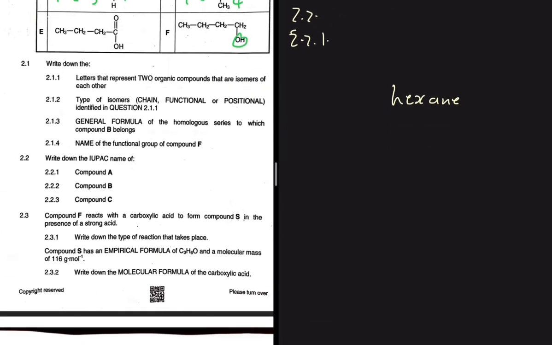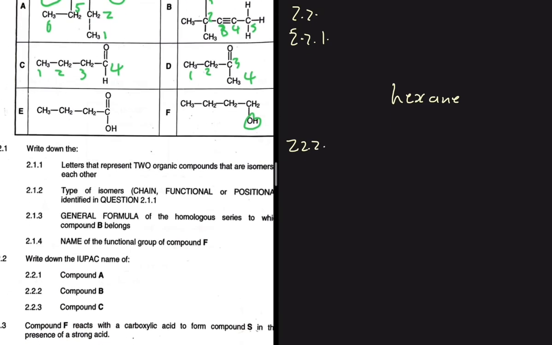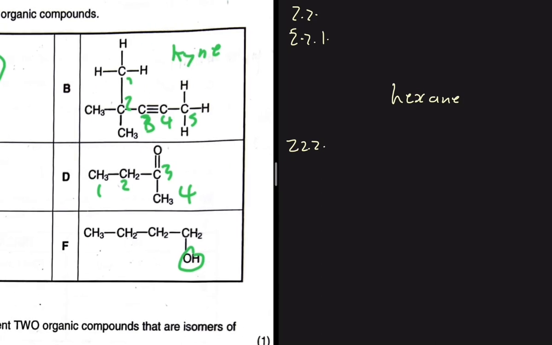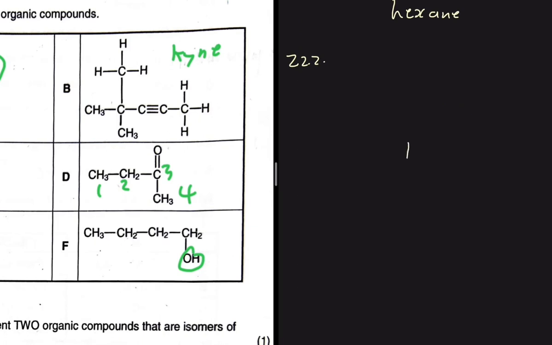We're just gonna move to 2.2.2, right? So for 2.2.2, we're looking for the IUPAC name of compound B. So compound B, we have 1, 2, 3, 4, 5. If we have 5 carbons, we should have pent, right? And then we'll look for the functional group. So that will be 1, 2. So it's pent-2-yne, right? Now we can look for the branches.